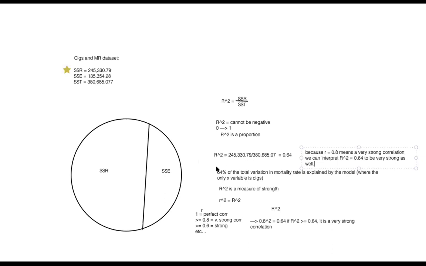And then we can further interpret that there is a very strong correlation between X and Y because this is equal to the threshold for what is considered to be a very strong correlation. And you can just say that because Pearson's R was very strong, then this is also a very strong correlation. Okay, so that's it for R squared. Any questions about R squared?